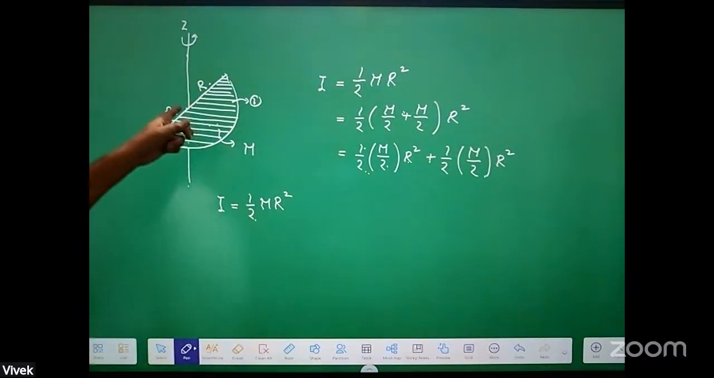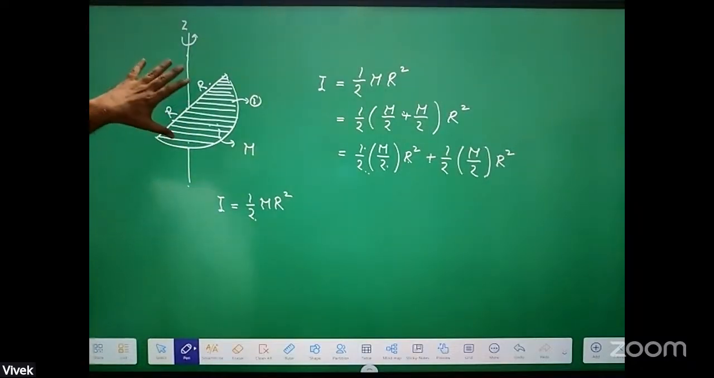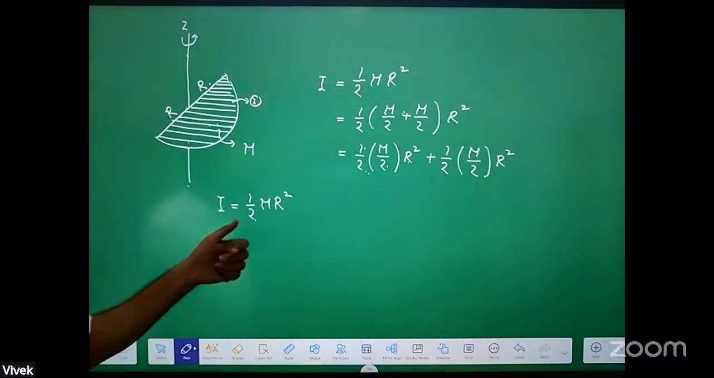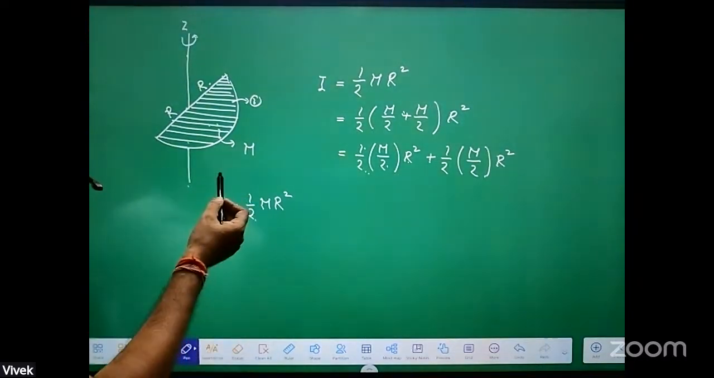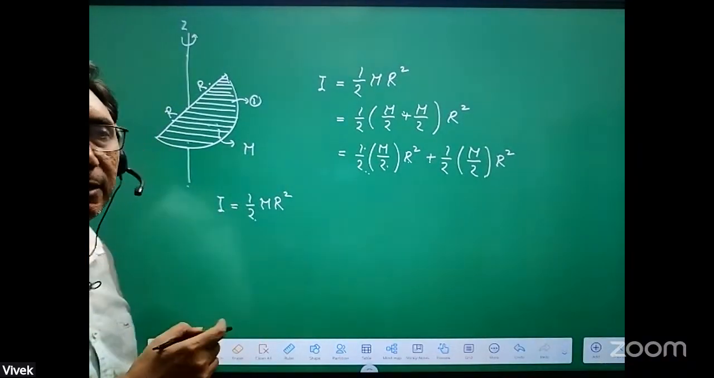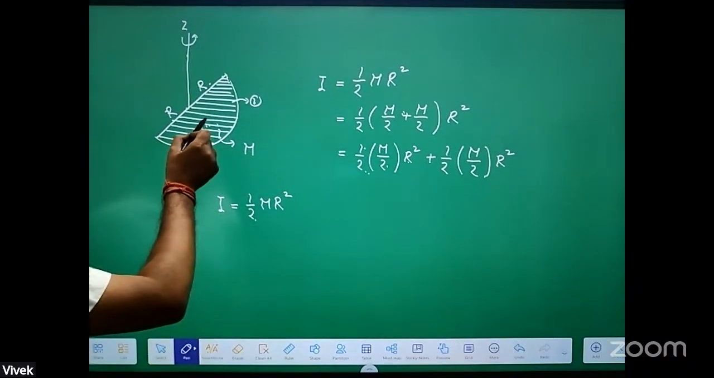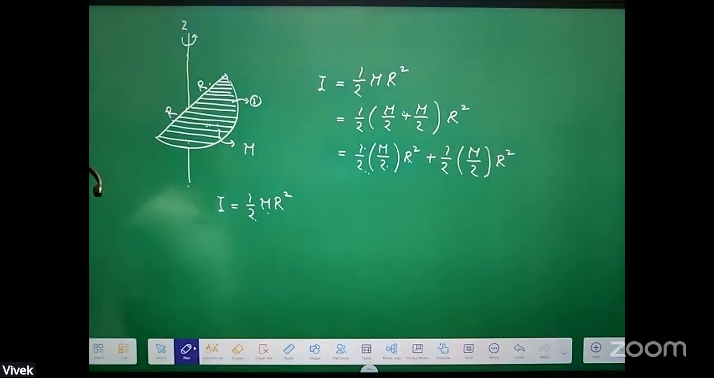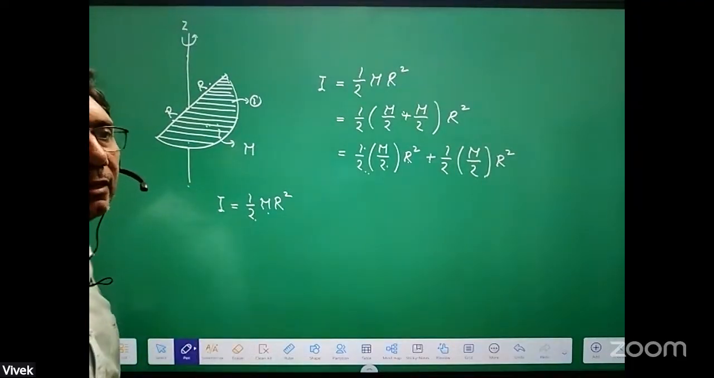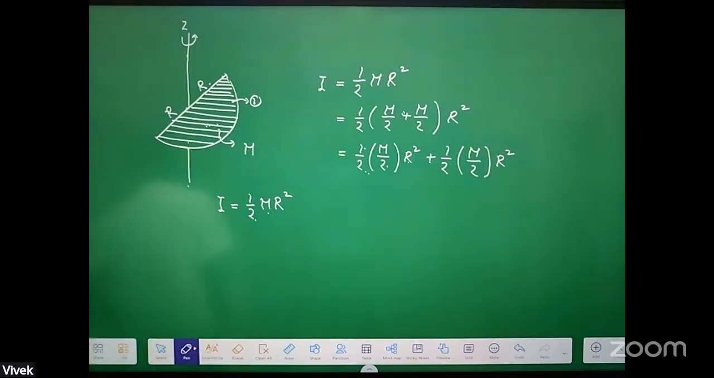If the axis of rotation is the same, either it is a full disk or a half disk, the formula is the same. It is still 1 by 2 mr². But what is the difference? In the earlier case, capital M was the mass of the complete disk. Now in this case, m is the mass of the half disk. So why in both cases do you have the same formula.